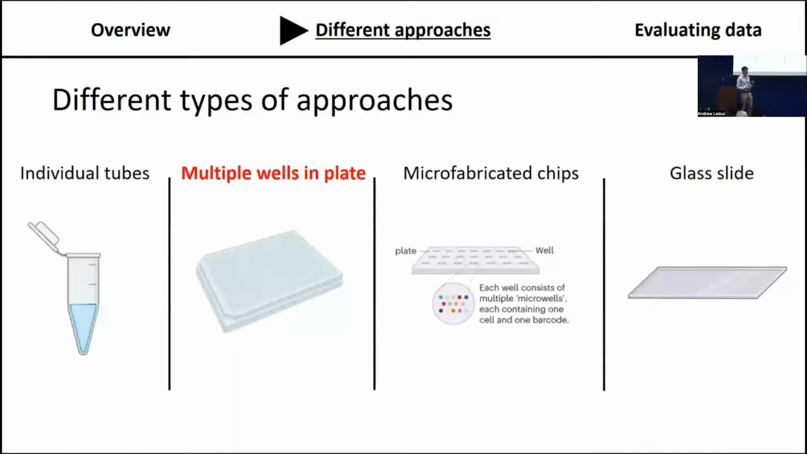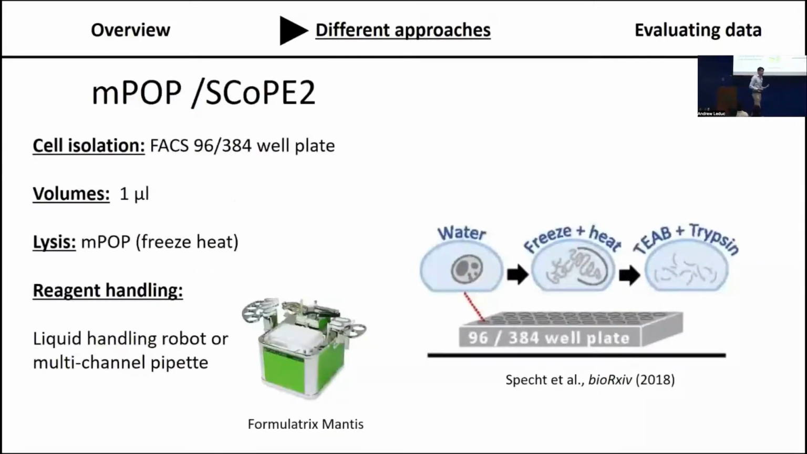And so this kind of brought in the next wave of approaches that instead of preparing cells in individual tubes, we can take those tubes and kind of compress them to the many wells of a multi-well plate. And so towards this end, the SCoPE2/mPOP methodology was developed by Harrison Specht in our lab, and this allowed for a scale-up in sample preparation by sorting into the many wells of a 384 well plate, and then providing a lysis method that scaled past just doing one cell at a time by using freeze heat to lyse all the cells in the 384 and 96 well plate simultaneously.